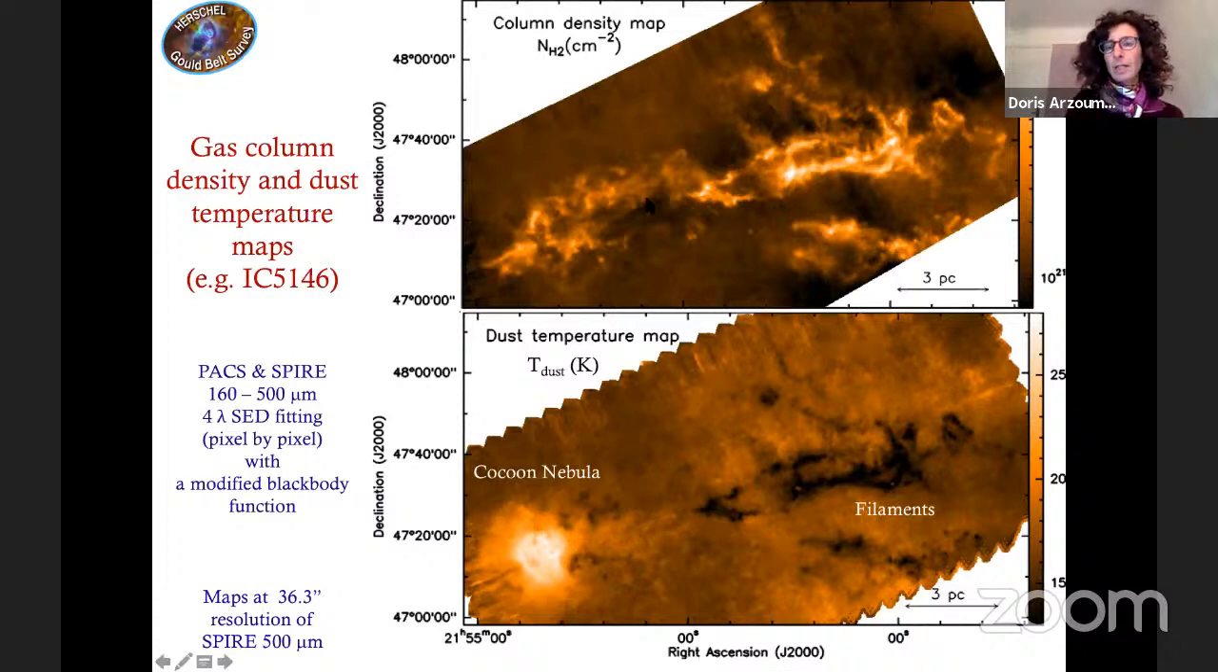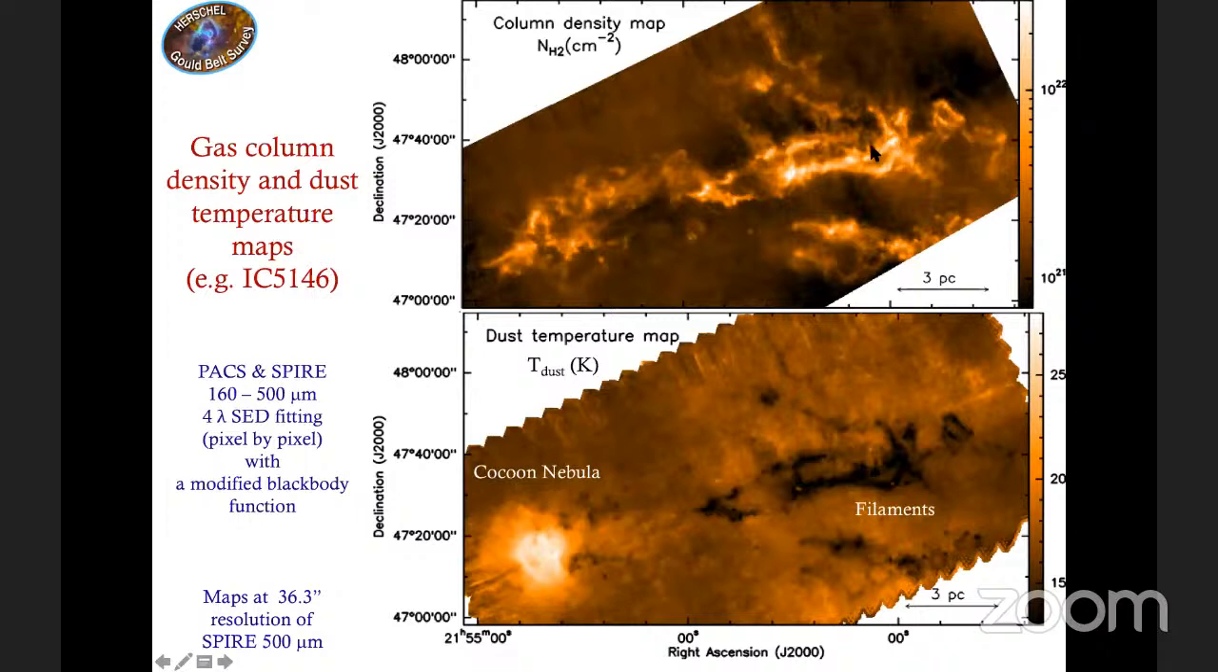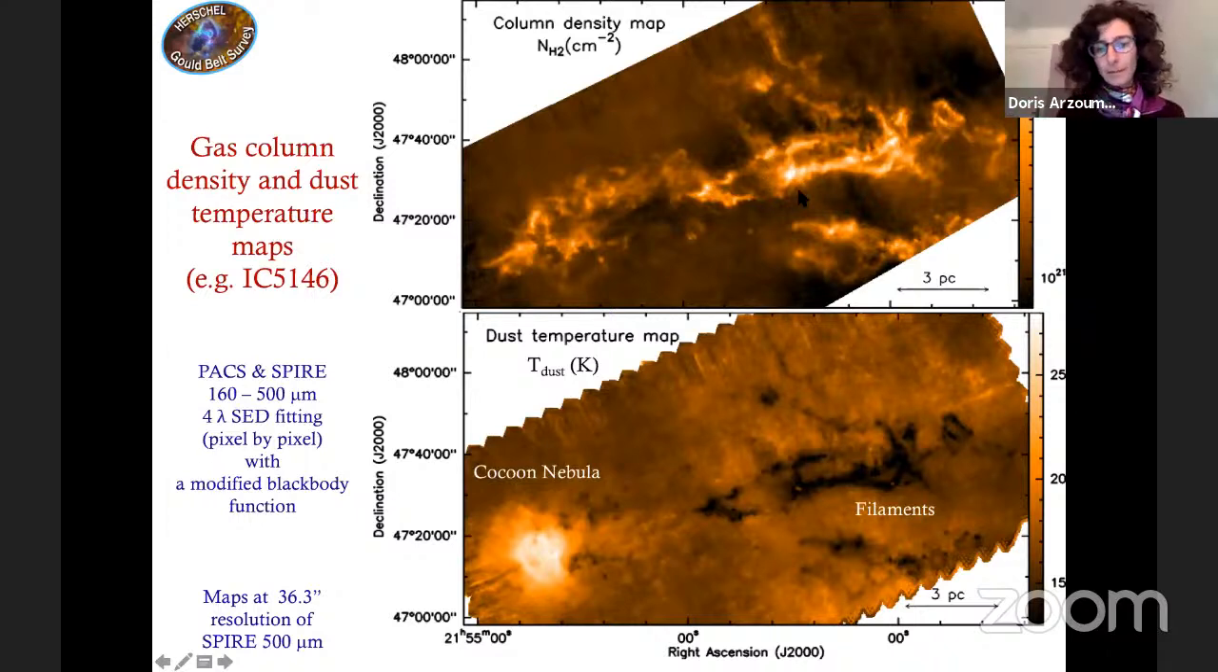So here is an example that I showed you towards a region which is called IC5146. So here we have the column density. You can see the brightest areas are where the column density is larger. And then we have column densities of about 10^21 cm^-2, which is more the background area. And then on the dust temperature map, we can see that these filamentary structures, which are very dense, are also very cold.